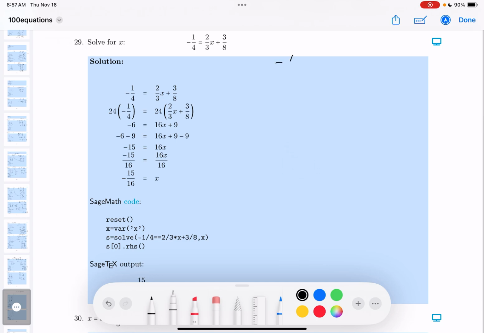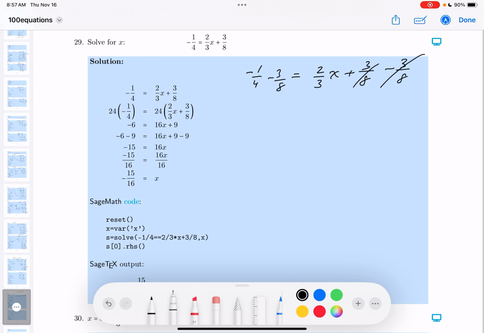It's, again, minus 1/4 equals 2/3 of an x plus 3/8. I'm sorry, I made a mistake in writing, and another mistake copying. I realize the penmanship wasn't so good there, so I'm going to rewrite it again. Minus 1/4 equals 2/3 of an x plus 3/8. I would recommend subtracting 3/8 from both sides.